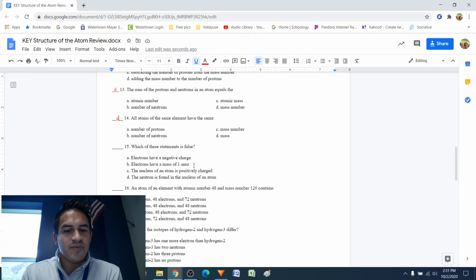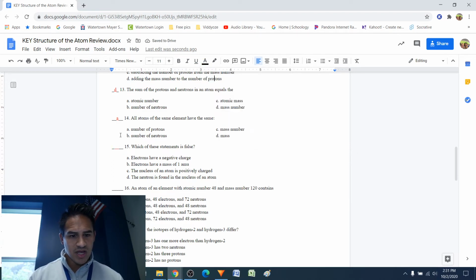Letter C, the nucleus of an atom is positively charged. That is true. Protons are found in the nucleus with neutrons. Neutrons don't have a charge, so the nucleus is positive. And letter D, the neutron is found in the nucleus of an atom. Also true. So the one statement here that is not correct, that is false, is letter B. Electrons have a mass of 1 AMU. That is false.